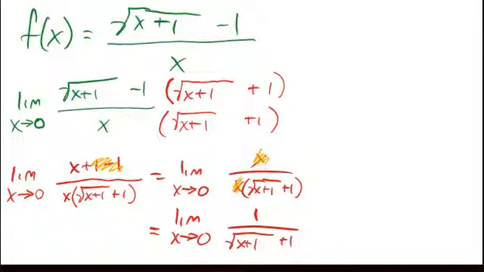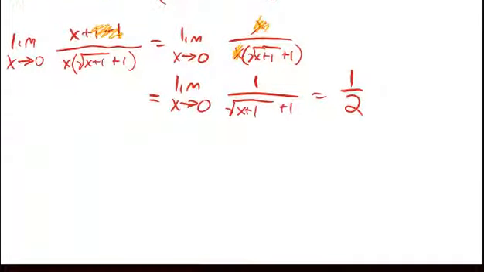Now if we put 0 in there, let's see what happens. We'll get 1 over the square root of 0 plus 1, that'll be the square root of 1. So that'd be 1. And then we're going to add that to 1. So this limit would be just 1/2. Right. And what a beautiful thing that is.